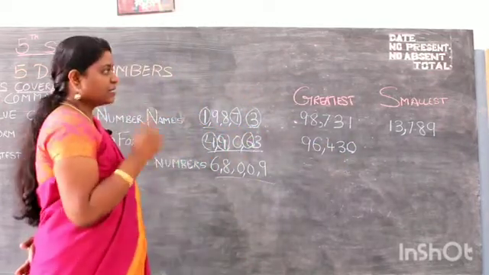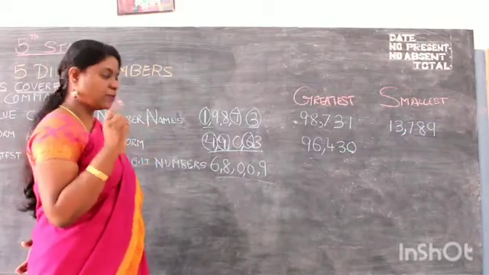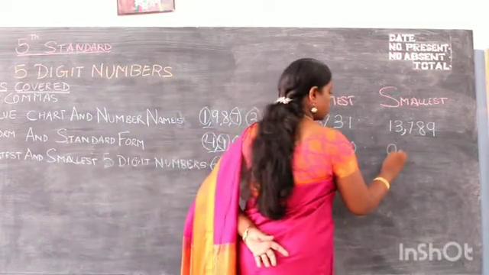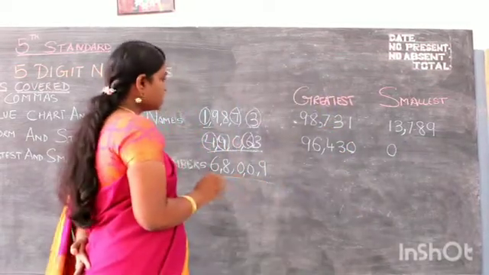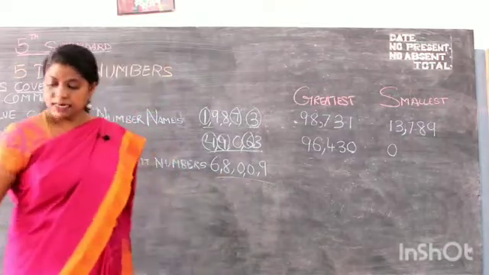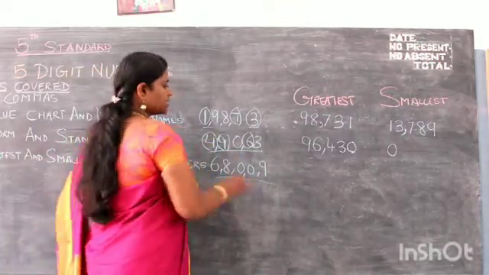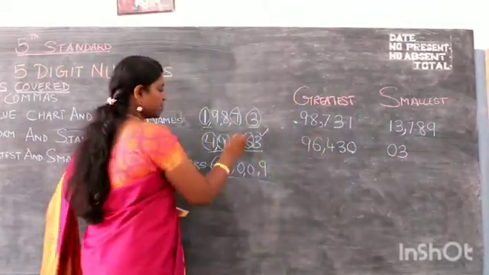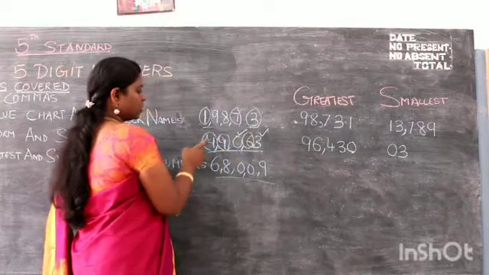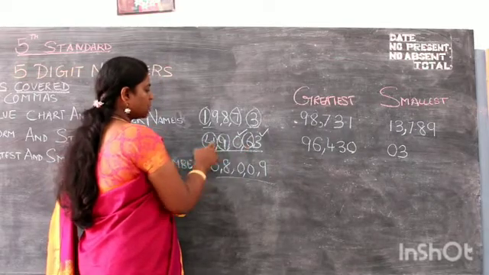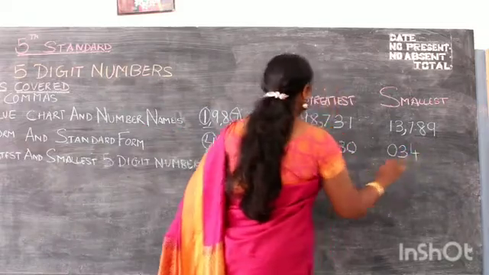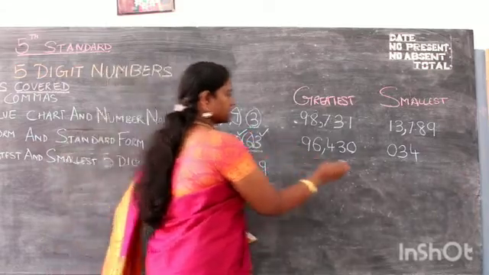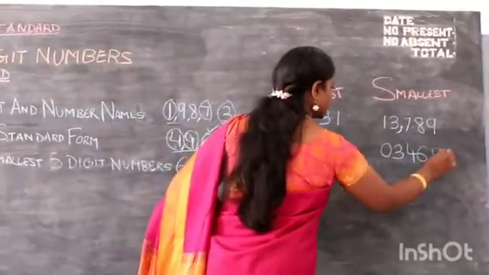Now to write the smallest number, if you start with the smallest number, which is the smallest number? 0, of course. Followed by the next number, which is bigger than 0, is 3, right? You're going to write 3 here. So 0 is done, 3 is done. Which is left? 4, 9, 6. Which one is smaller? 4. Right? And then you have 9 and 6. Which one is smaller? 6. And the last, biggest number is 9.